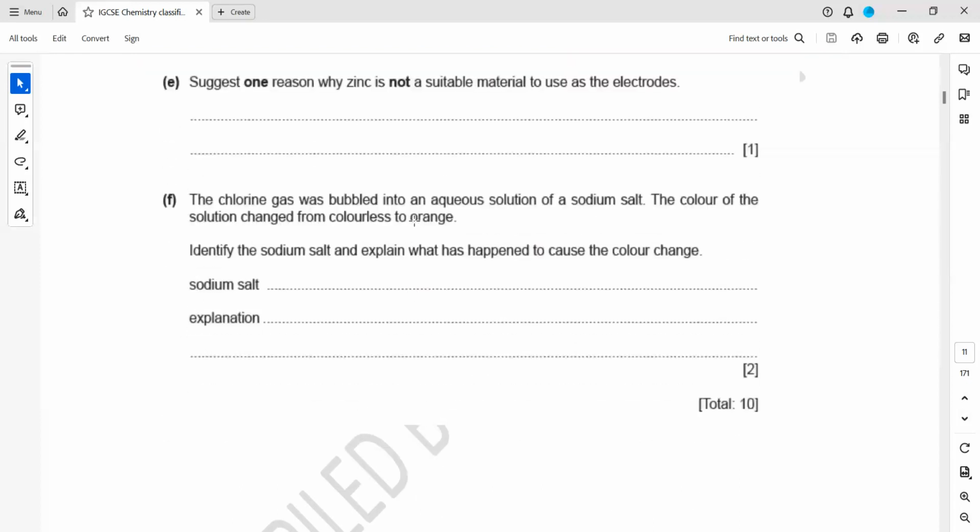Then the chlorine was bubbled into a aqueous solution of a sodium salt. The color of the solution changes from colorless to orange. Identify the sodium salt and explain what causes the color change. This part is actually related to the periodic table. So we'll complete this in the periodic table, because the periodic table is still left, we did not complete that. In the periodic table, I'll explain how to answer this question. So this was question 1 from electrochemistry.